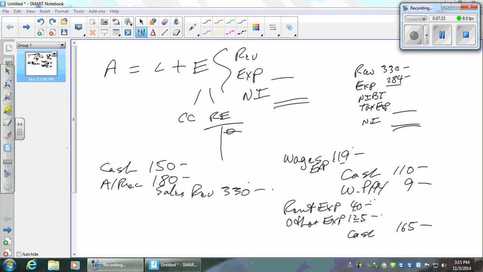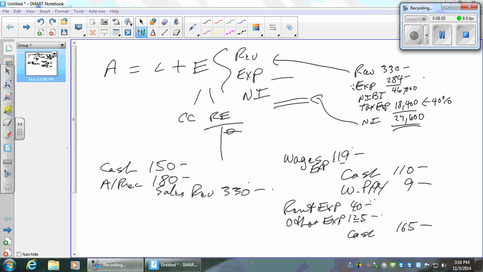46 grand? Okay. And then what's the tax expense going to be? So this is 46,000. Tax expense is 40%. So what's 40% of that? 18,400. What does that leave me for net income? What's 46,000 less 18,400? Is that 27,600? I sure hope so. Okay. All right. So my net income is 27,600. My total expenses is what? 284 plus 18,400, right? You guys agree with that? And my revenues are 330.